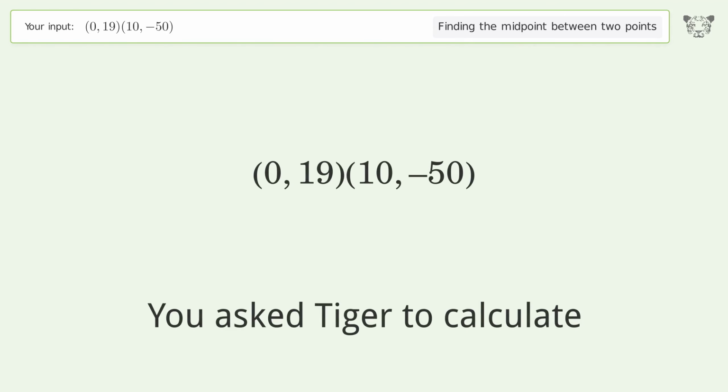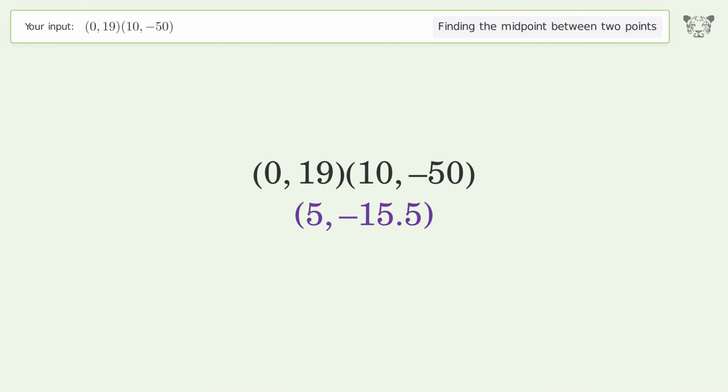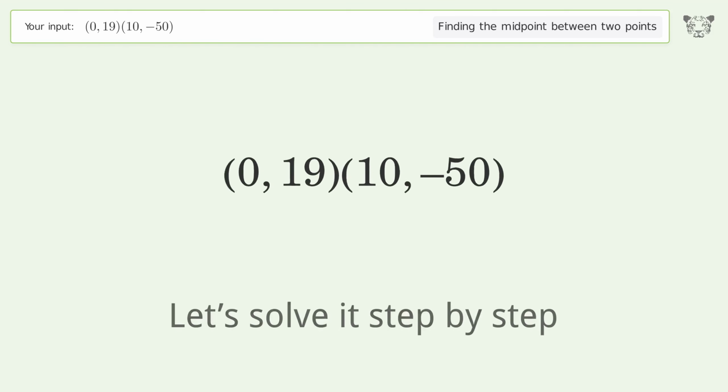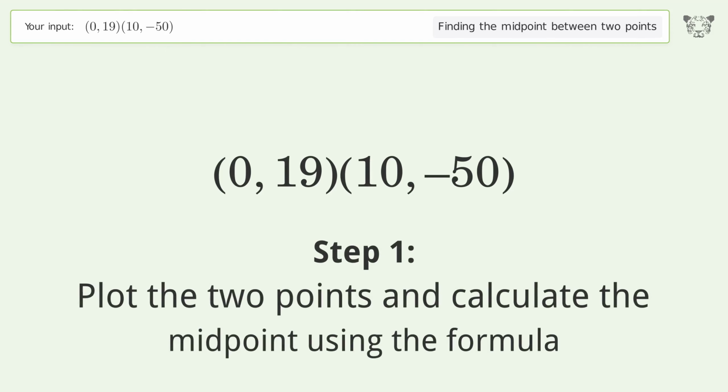You ask Tiger to calculate. This deals with finding the midpoint between 2 points. The midpoint between the 2 points is 5, negative 15.5. Let's solve it step by step. Plot the 2 points and calculate the midpoint using the formula.